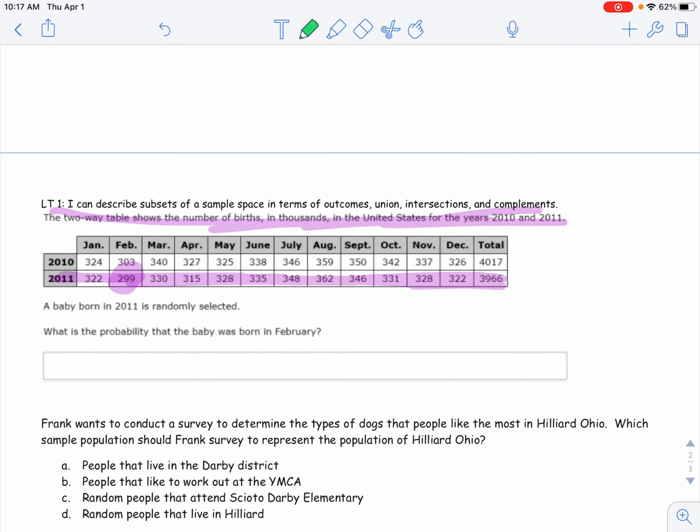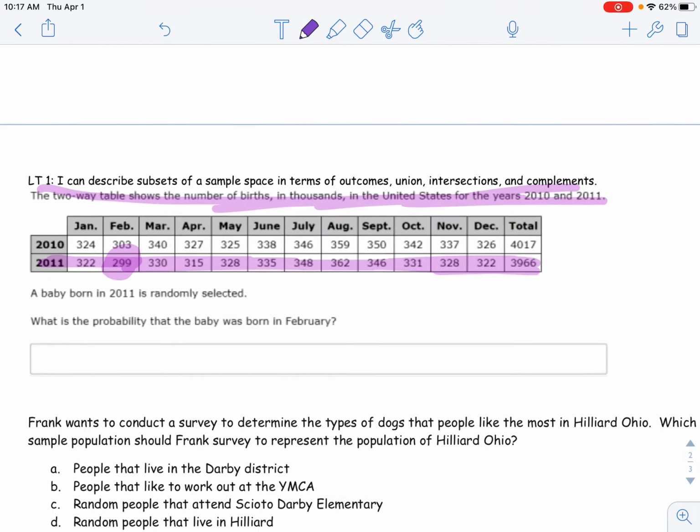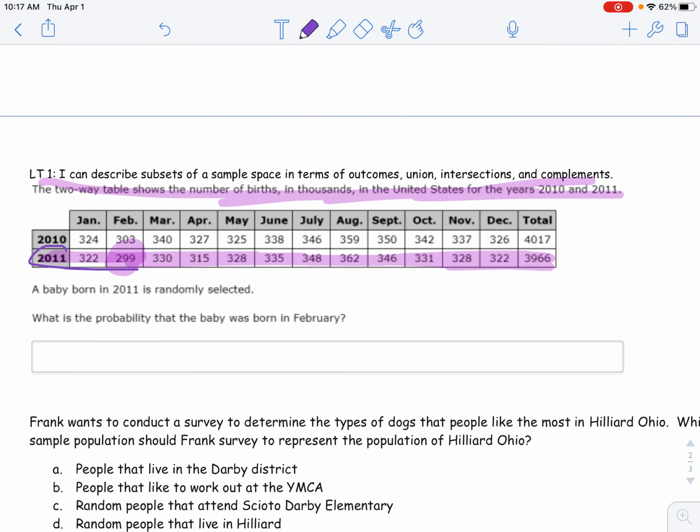So why I did this problem right here, we haven't talked about two-way tables, but I wanted to show you guys the point that if you just focus on how the problem's written, read it, and interpret it, we can do it. There were 299 babies born out of 3,966 in February during the year 2011. You could enter it as a fraction, or you could round it as a decimal. So you could say about 0.075, times it by 100, or you could even say 7.5%.